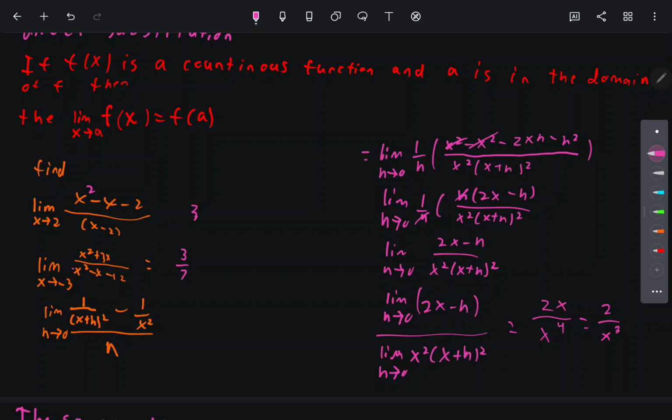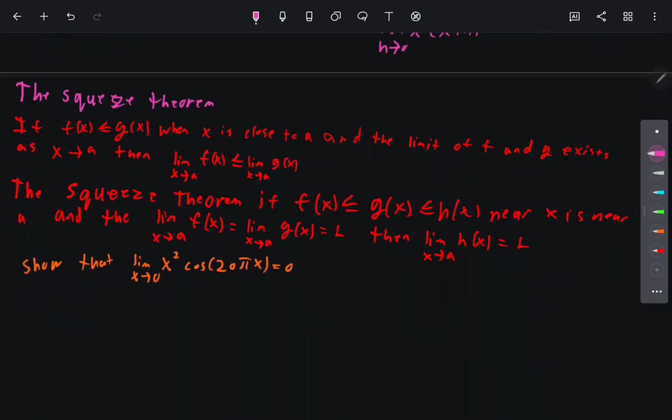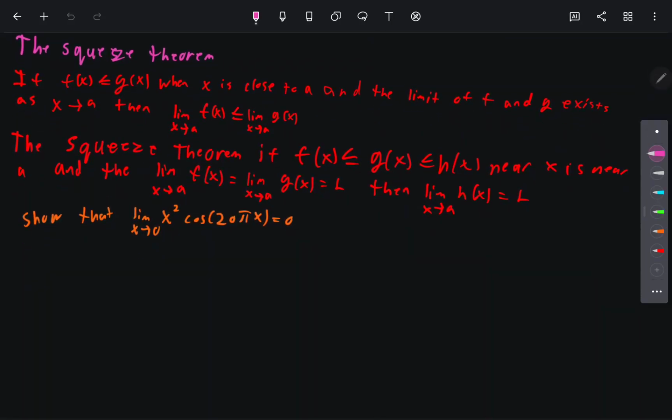That, my friends, is our final answer. Now, I have one last thing for us to do today. It's kind of dealing with a theorem in calculus. This is a somewhat important one to know, as it's used in several proofs. But it basically goes as such, and this first theorem is not the squeeze theorem, but it's highly related.